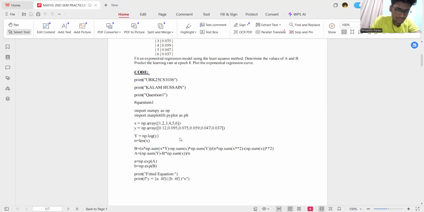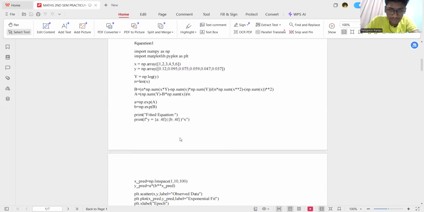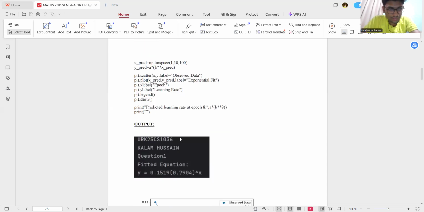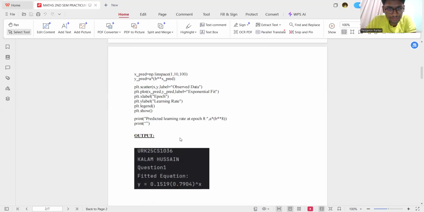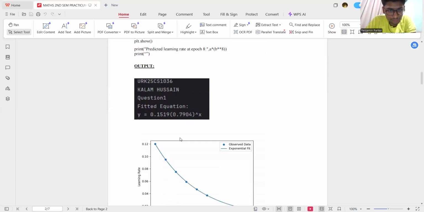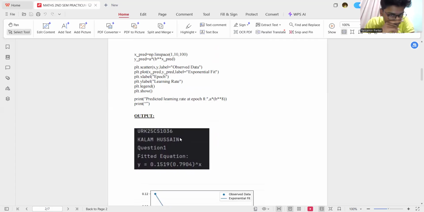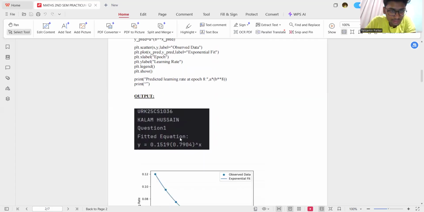After that we use the values of small a and small b, where small a is np.exp of capital A, and small b is np.exp of capital B, and our fitted equation is printed. X predicted is np.linspace from 1 to 10 with 100 points. Y predicted is equal to a times b power X prediction. After that we put the x and y labels, the scatter as the observed data, and the line as the exponential fit, giving the approach value and learning rate value, then plotting and showing, and printing out the values. Here's the output.